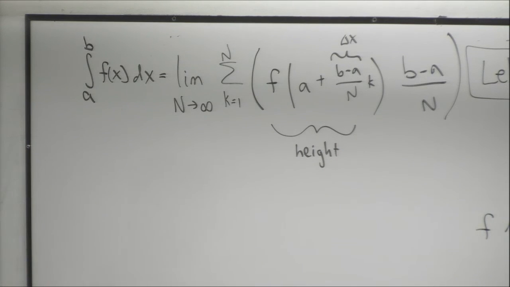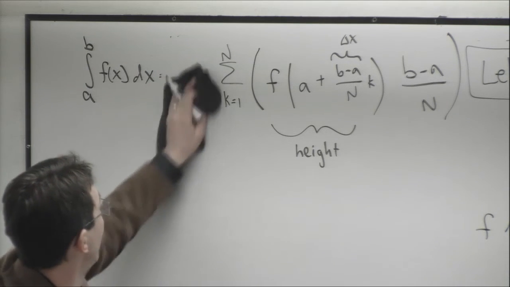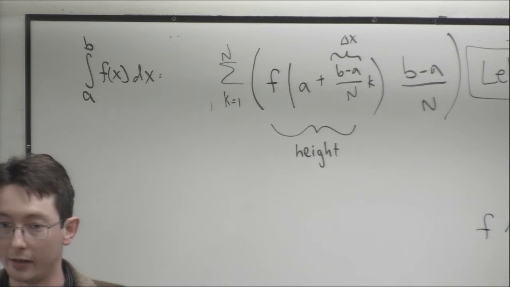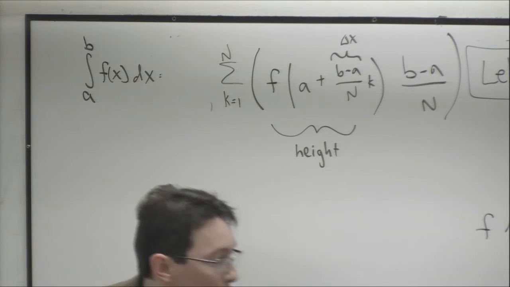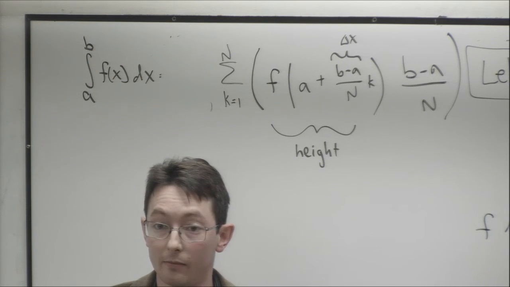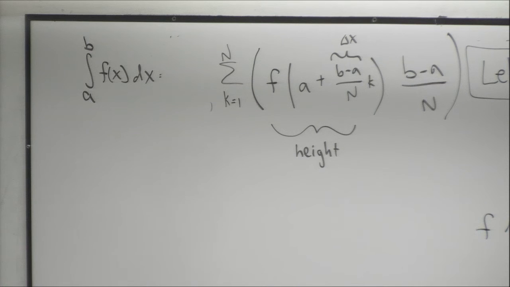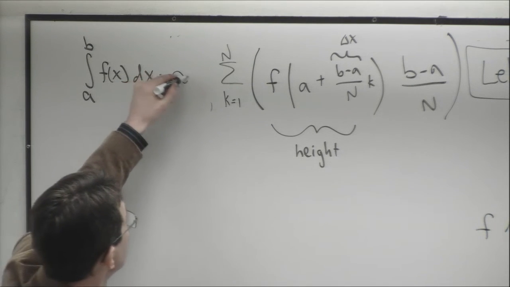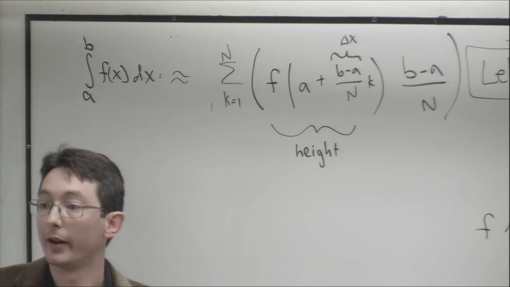But just like we did in finite difference derivatives, we're going to stop here. And we're going to have a finite number of rectangles. We're not going to take the limit as n goes to infinity. We're not going to make these delta x's go to 0. We're really going to add up finitely many rectangles, because that's what we can do in a computer. So this is approximately equal to this for a finite n.